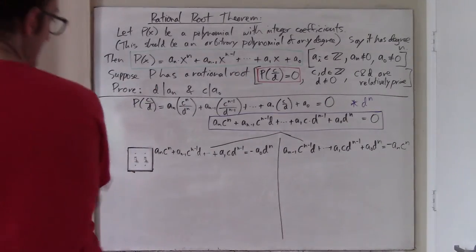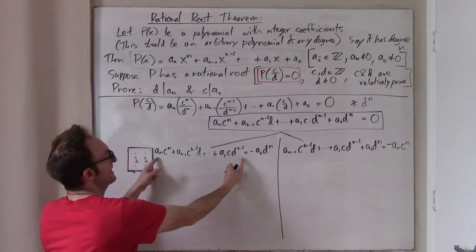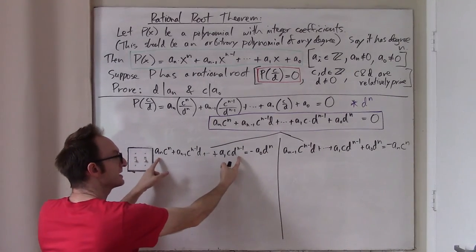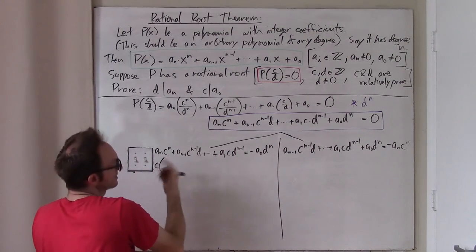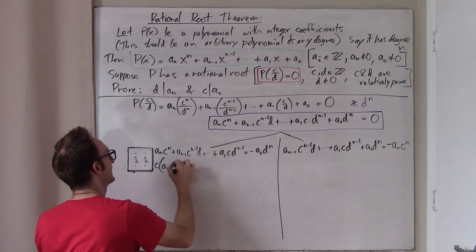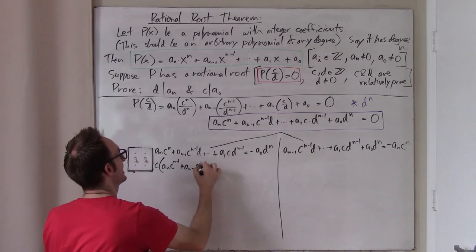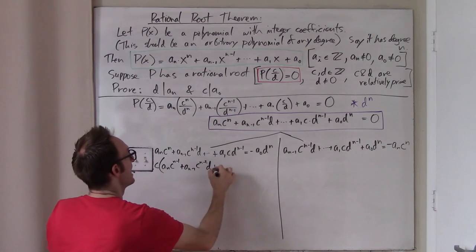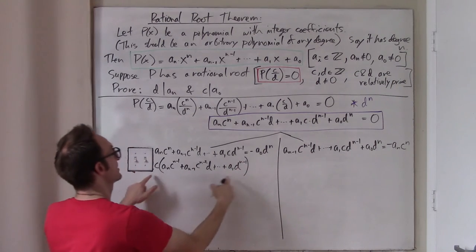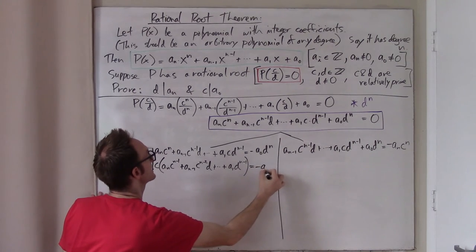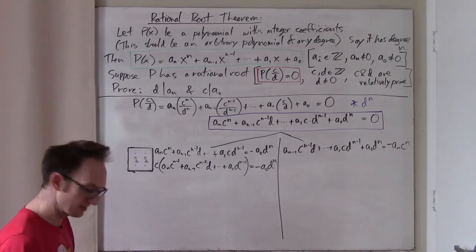Okay, but now I can make some observations. Here's my observation. Every number on the left-hand side of this equation is a multiple of c. In fact, I can even factor a c out. You don't even actually have to do this, but it makes some people feel better. So what am I doing? I'm factoring a c out of every term here on the left equals negative a sub 0 d to the n. Okay, why is that helpful?